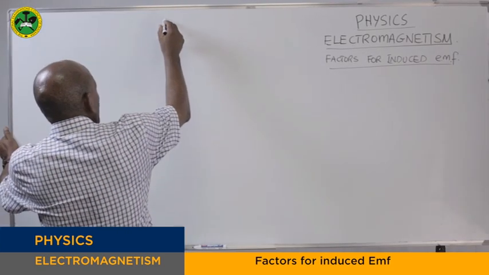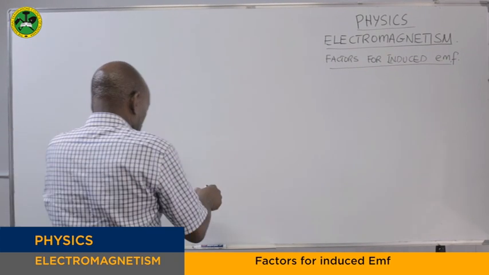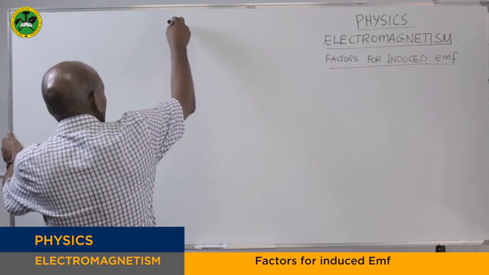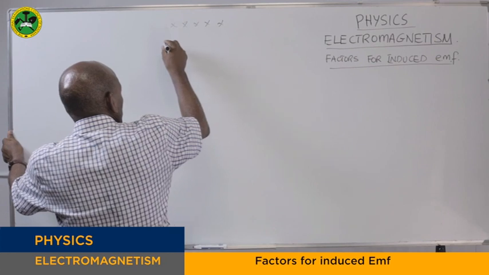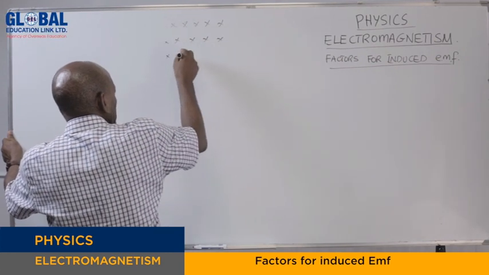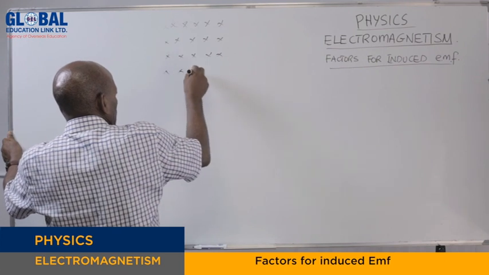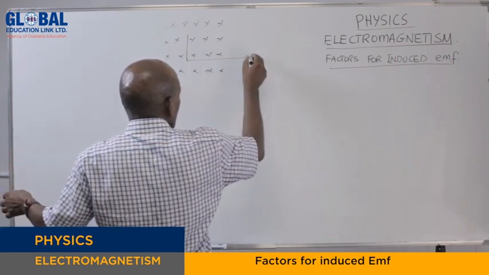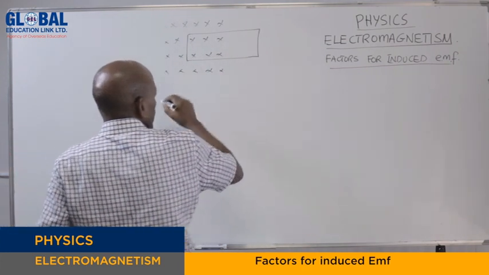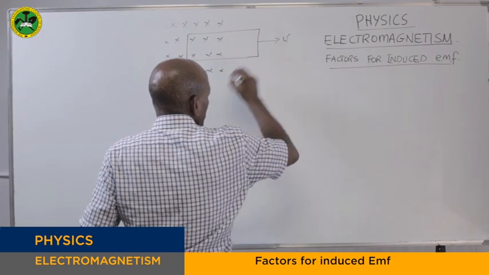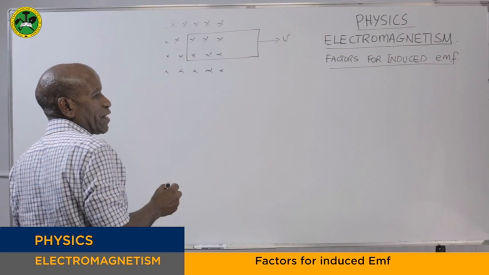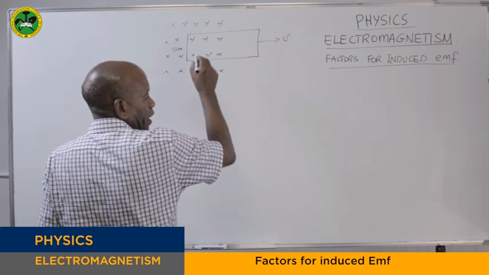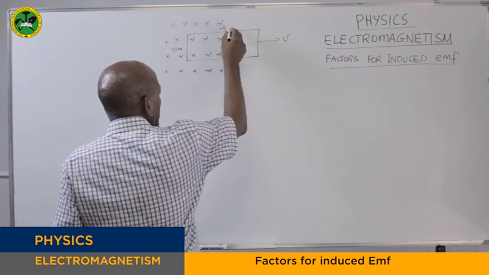So we have the field, which goes perpendicular to the board. And my loop of that particular size is moved with velocity v. This loop is a rectangular loop with 8 centimeters on this side and 15 centimeters on this side.